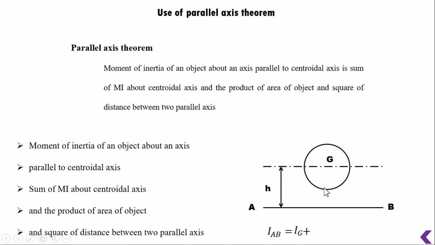So here the area of the circle is pi by 4 into d square, and the distance between the two parallel axes, that is the AB axis and this Ig axis, is h. So it is nothing but A into h square.